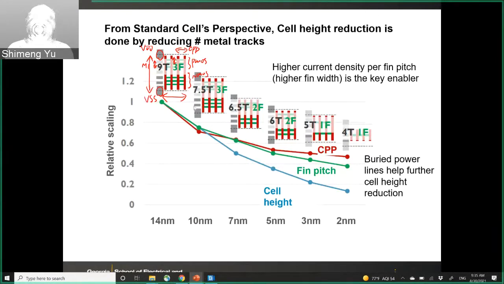For example, for 7 nanometer node, the number of tracks reduced to like 6.5, and the number of fins reduced to 2 fins. So in the future node, we're going to further decrease the number of metal tracks to 5, and the number of fins reduced to 1.